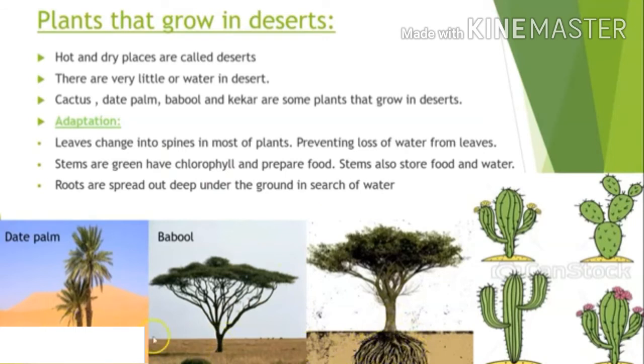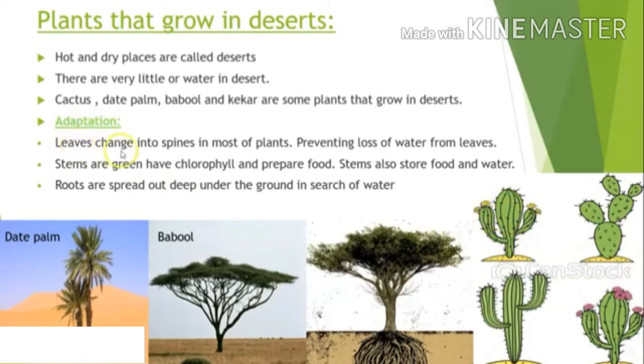These plants have their roots deep inside the soil, so that if there is any amount of water in the soil, they will take it through the roots and give it to the plant. Then this is the cactus plant, you can see, and it stores the water in the stem only. So how do these plants adapt?